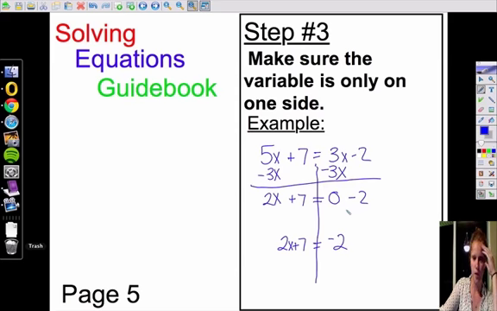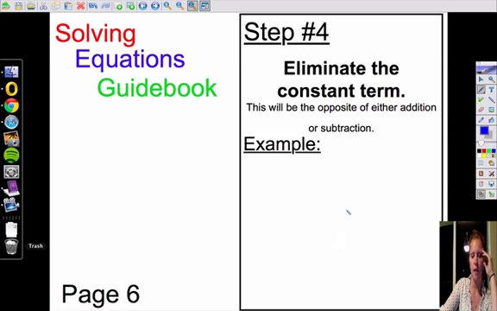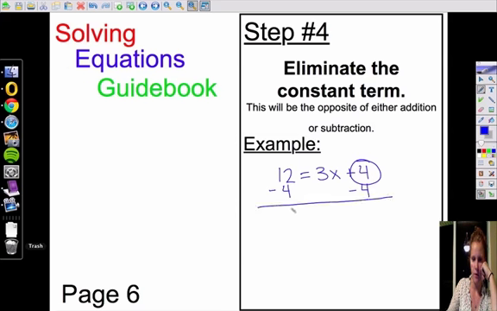That's step 3. Step 4 is to eliminate the constant term. If we have 12 equals 3x plus 4, 4 is my constant term. This is my constant. To get rid of a positive 4, I'm going to subtract 4 from both sides, and 12 minus 4 is going to give me 8 equals 3x.